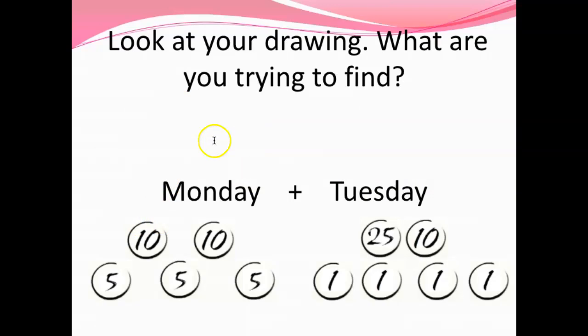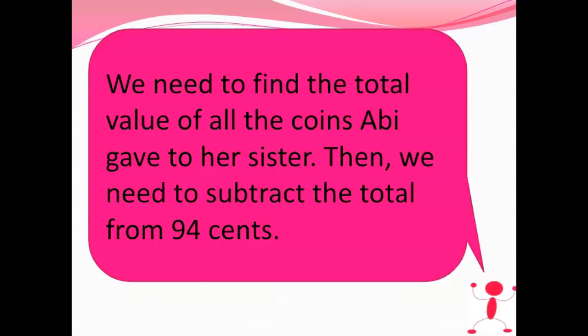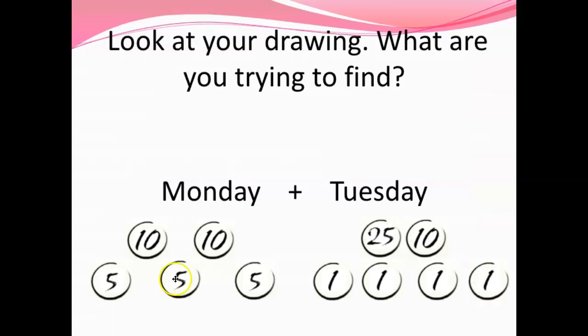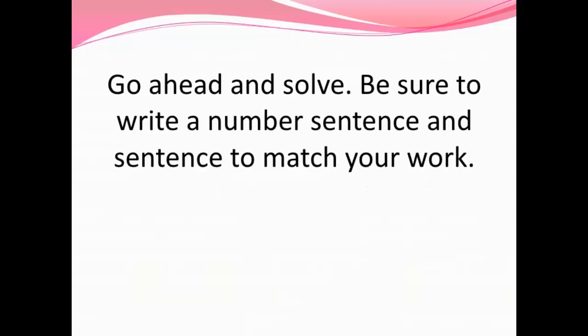So look at your drawing. What are you trying to find? We need to find the total value of all the coins Abby gave to her sister. And then to find out how much she had left over, we need to subtract the total from 94 cents. So our first step was to add all of these up. Our second step is to subtract that from 94. I want you to go ahead and solve right now. Pause and then press play when you're ready to check your work.